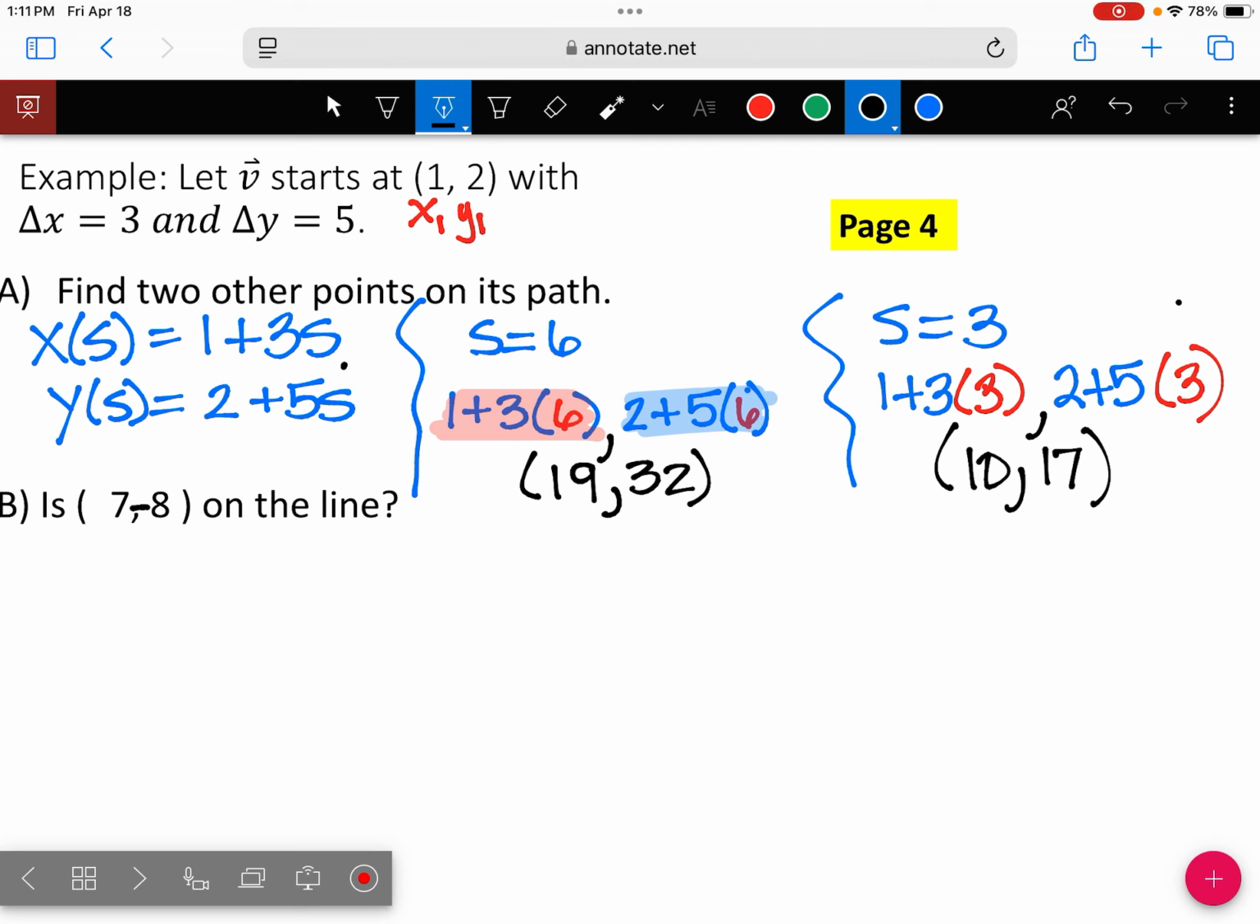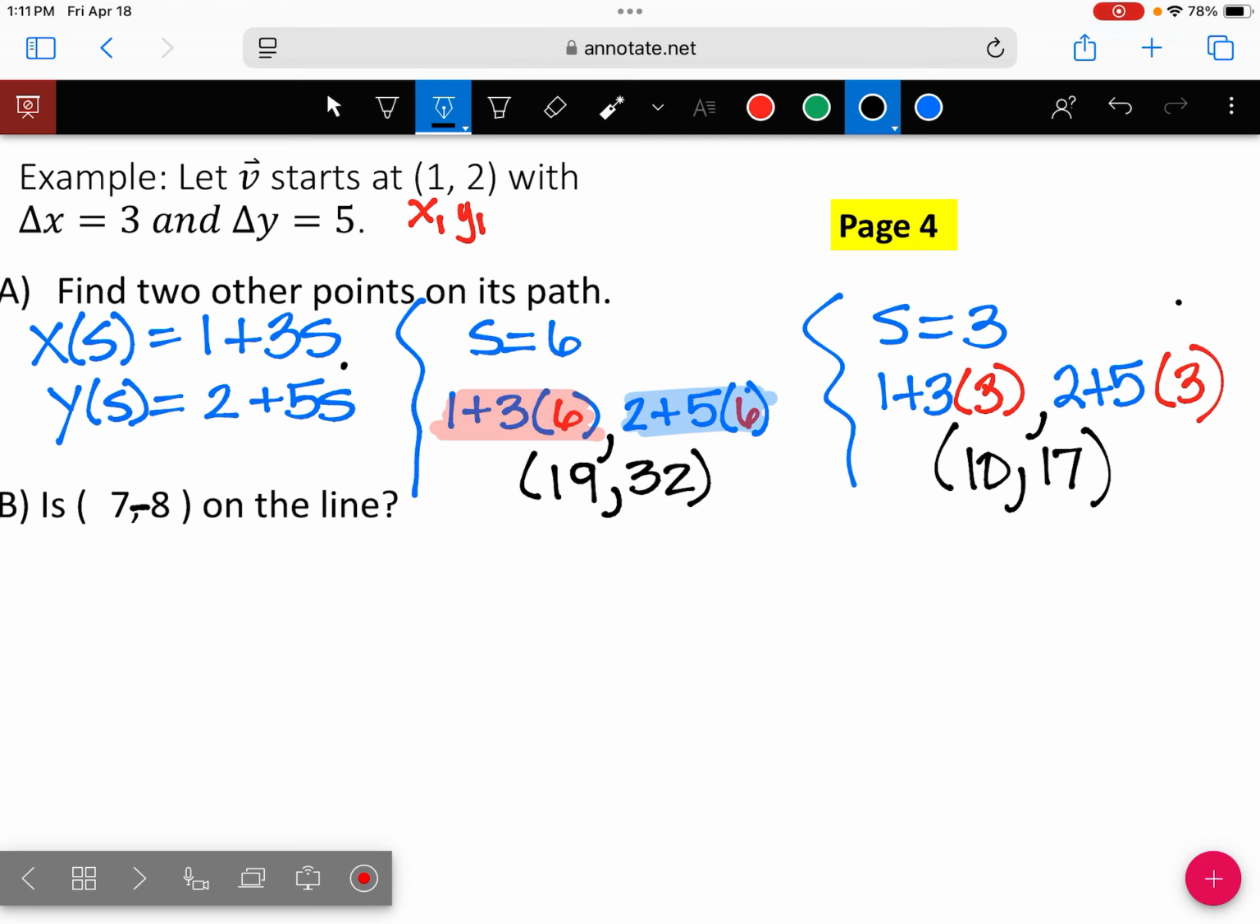Now, when you're picking your S value on the test, you can pick any number. It could be a positive number, a negative number, a huge number, or a decimal. It does not matter. You pick any S value you want and you substitute it in. Yes. Could it be 1? It could be 1.